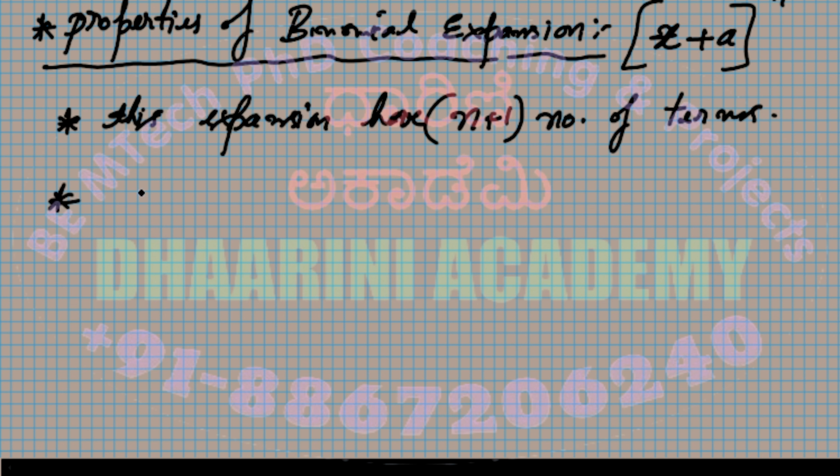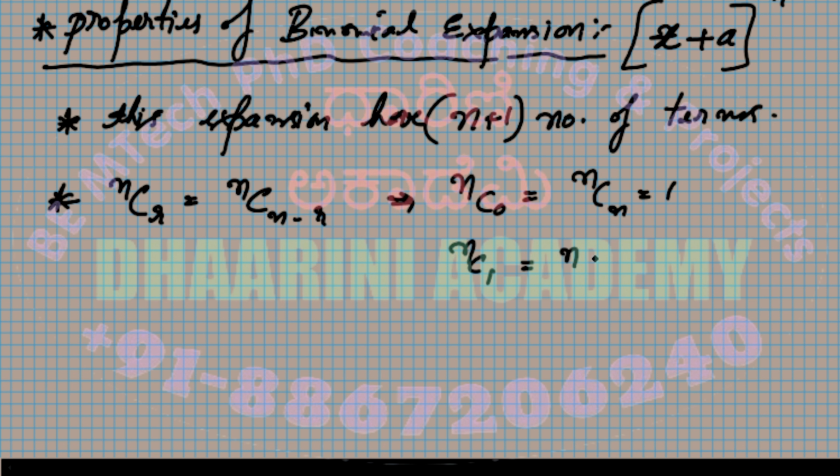If at all I see a term nCr, I can actually replace that as nC(n−r). So according to that, I can definitely apply nC0 is equal to nCn, that is equal to 1. Whenever I expand, I try to use this property. Then nC1 should be nC(n−1). nC1 and nC(n−1) will always be the same, and that is equal to n, right?